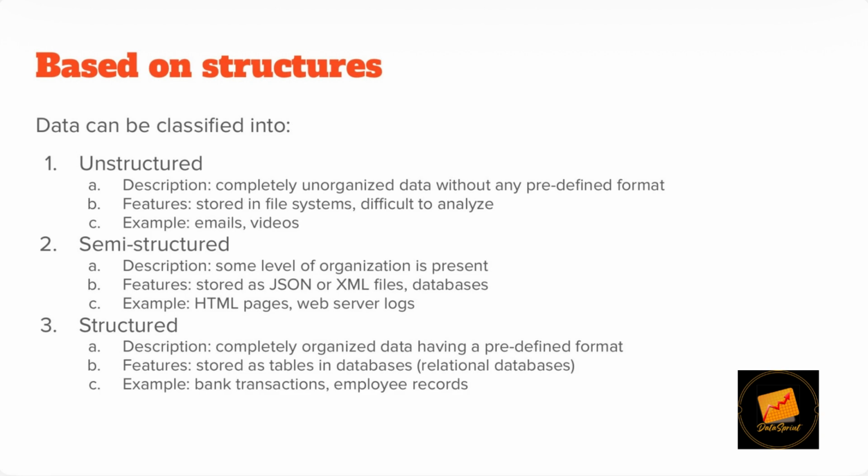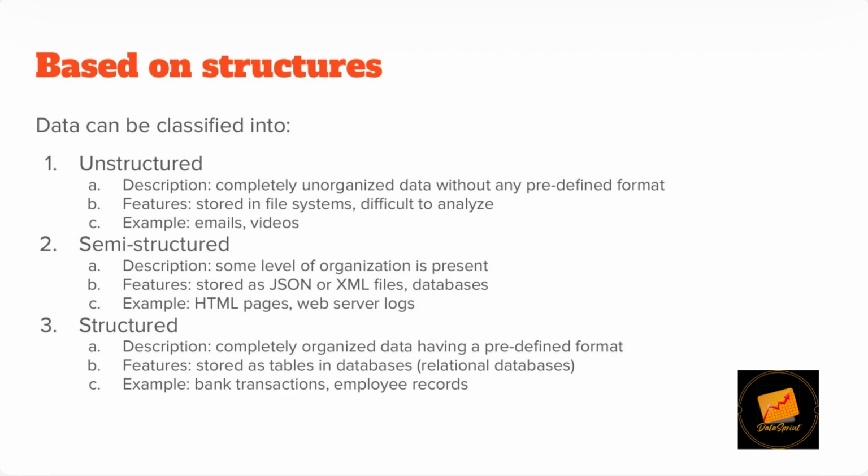Now we will describe data based on structures. There are three types in this category: unstructured, semi-structured, and structured. Unstructured data is completely unorganized data without any predefined format, which is stored in file systems and is difficult to analyze. Examples are emails, videos.